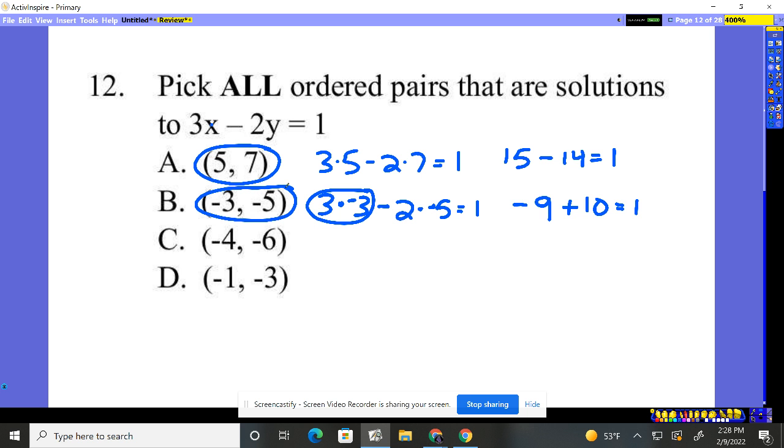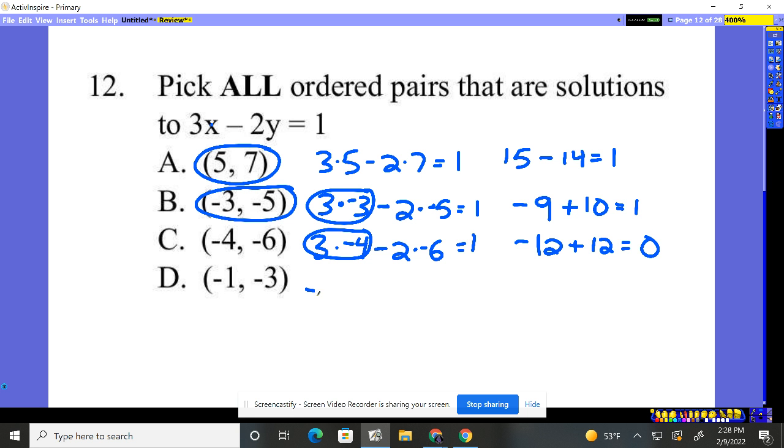Well, let's see if C and D work. 3 times -4 minus 2 times -6. Does that equal 1? That's the question. Well, 3 times -4 is -12. -2 times -6 gives you positive 12. And that's going to give you 0, not 1. So that's not going to work.